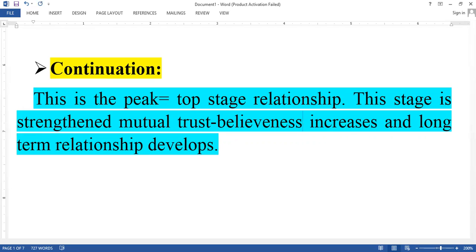See, in this third stage, what happens here? In this third stage, the interpersonal relationship will move to a top range. In this step, each and every mutual belief and mutual trust will increase. A long-term relationship will develop here in this third step.